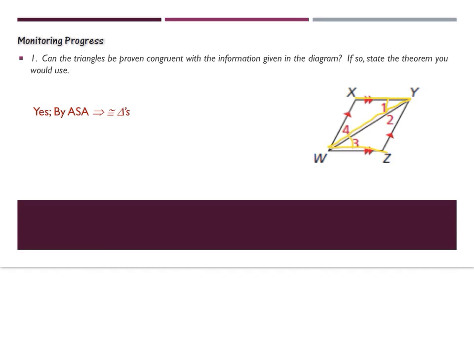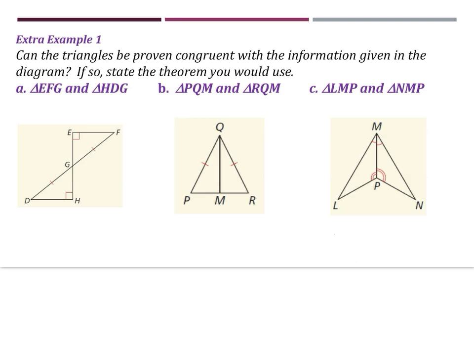So yes, by angle side angle implying congruent triangles, these two triangles, WXY and YZW, are congruent. All right, let's look at some more examples.